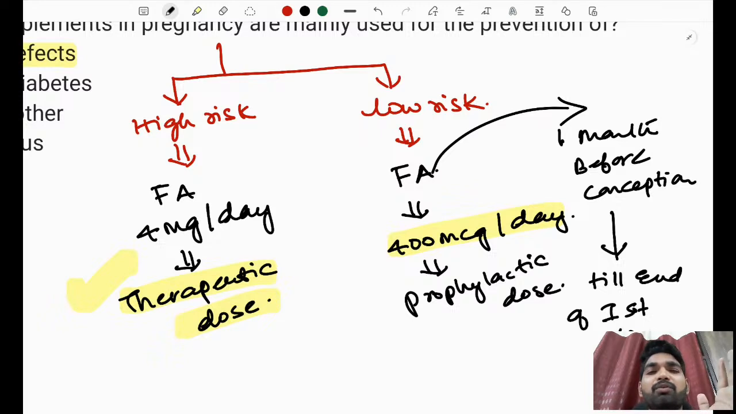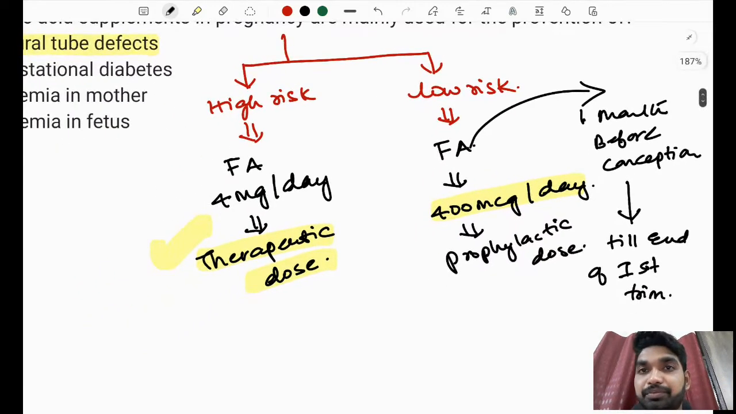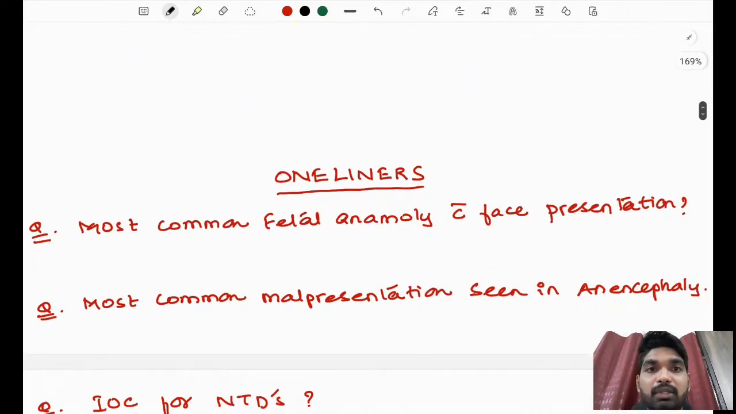Practically, once she gets diagnosed with her pregnancy, once her UPT is positive, or the scan is telling that she is pregnant, you can immediately start folic acid supplementation. Depending upon the risk group, you will start with 400 micrograms or 4 milligrams. That depends upon the risk group. Now, any other doubts?